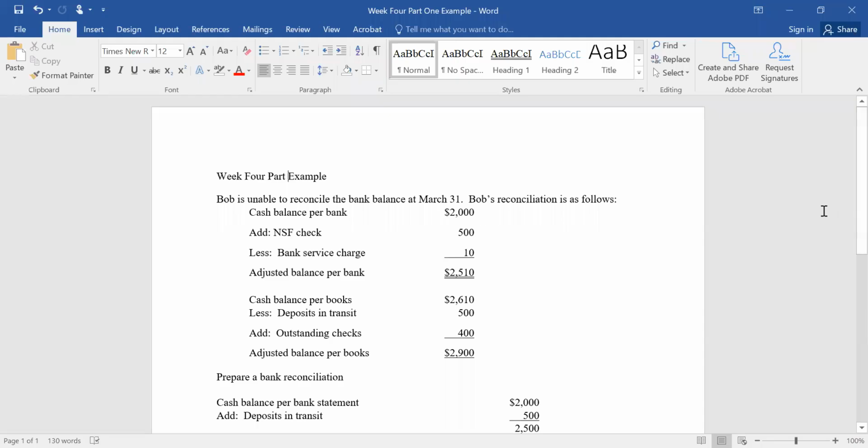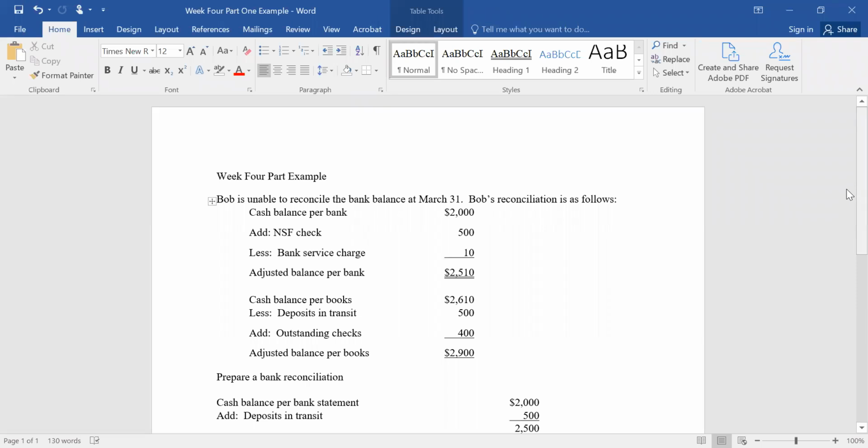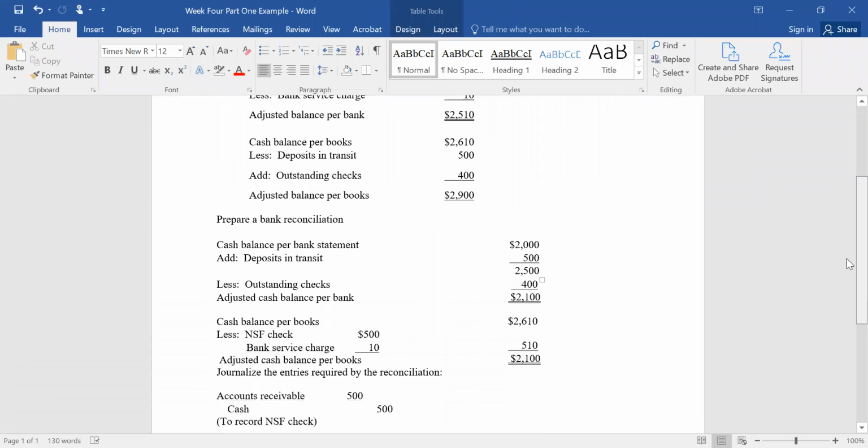I also wanted to do a brief example for a reconciliation. We already did a big long one in the problem, so this is going to be a brief one. So right now we say Bob is unable to reconcile the bank balance. Bob's reconciliation is as follows. So this is what he did for his reconciliation, and we're going to prepare a reconciliation in good form.